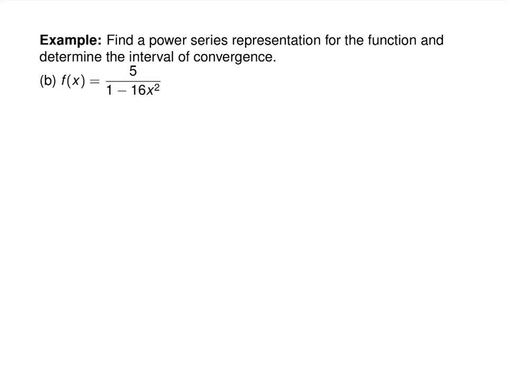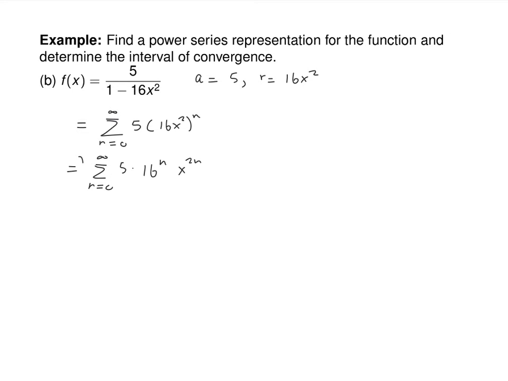All right, similar idea. In this case, we also have something that's geometric-ish. The a is 5, and the r, it appears, is actually 16x squared. So this is the sum from n equals 0 to infinity, 5 times 16x squared to the n. Same thing as the sum from 0 to infinity, 5 times 16 to the n, x to the 2n.